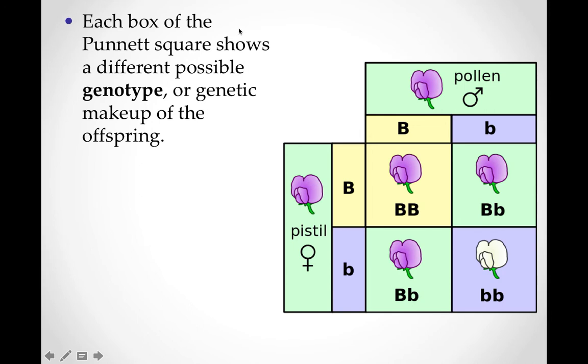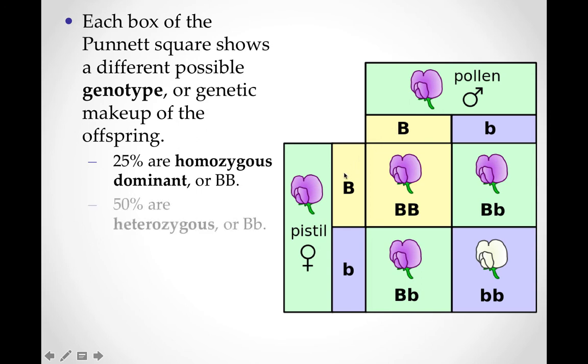So each box of the Punnett square shows a different genotype. The genotype is the genetics of that organism. You can't see genetics. You can't see the genotype. What we can see is the phenotype, which is the color or the expression of that. 25% are homozygous dominant, or BB. That's this guy right here. It is homozygous dominant. So it got both. It got a purple allele and a purple allele from its father and from its mother.